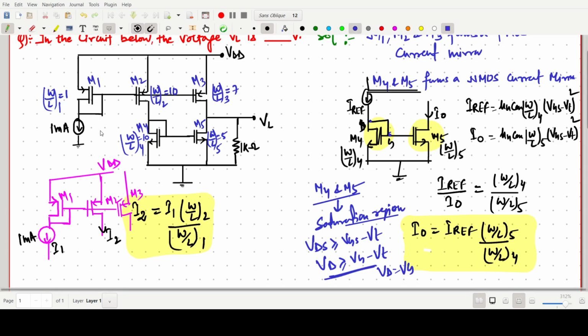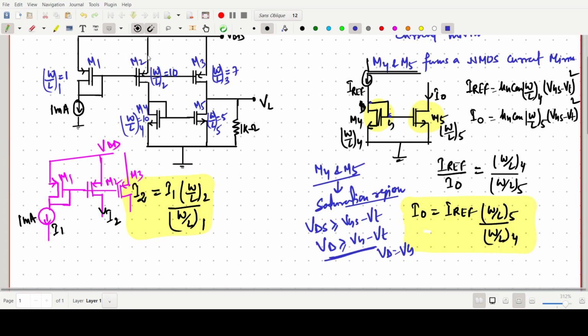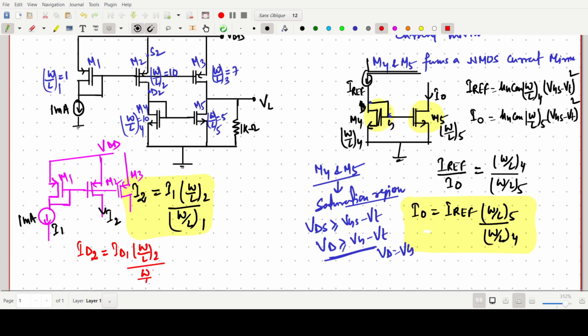So now we are starting from this circuit. This one is 1 milliampere, given. This one is the source terminal, source of S2, and this one is our D2. So one can write the value of ID2 equals ID1 times W by L of 2 divided by W by L of 1. The ID1 is 1 milliampere, so it can be written as 1 milliampere into the aspect ratio of 2, 10 by 1.